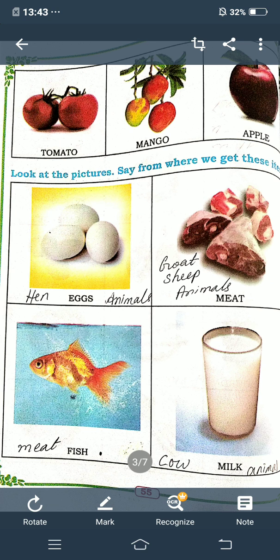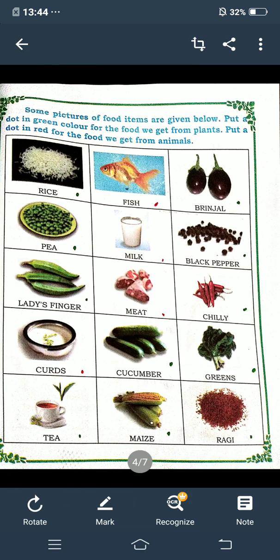Next is meat. Where do we get meat? We get meat from goat and sheep. It also comes from animals. Next they have given fish. This is also meat. We get this meat from fish. Next is milk. Where do we get milk? We get milk from the cow. It is also an animal. So all these food items we get from animals. Okay children?